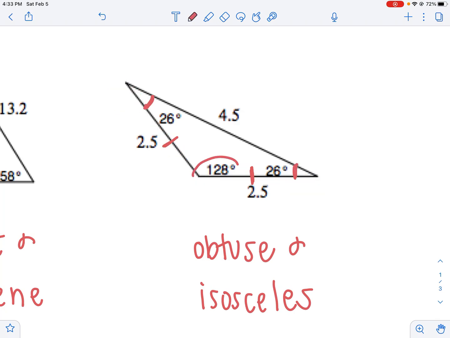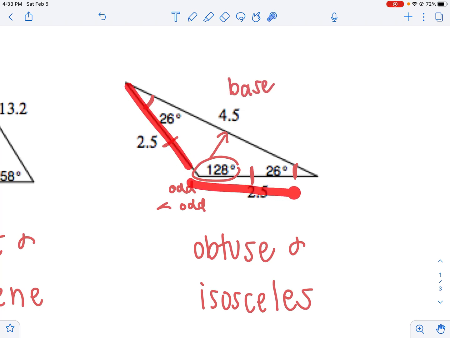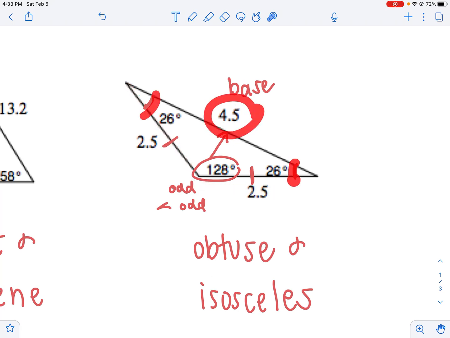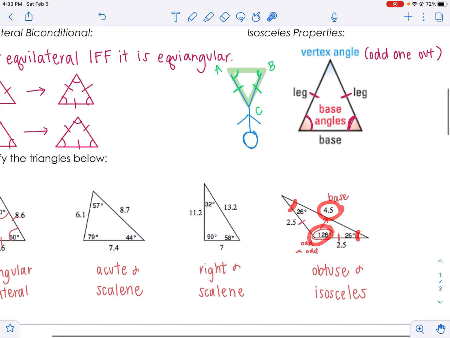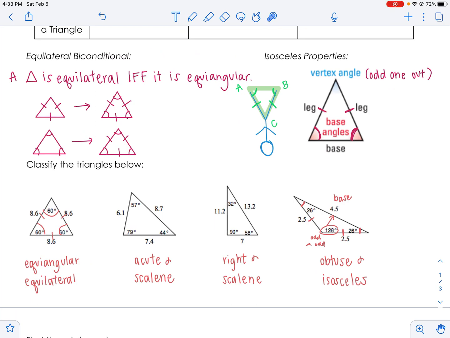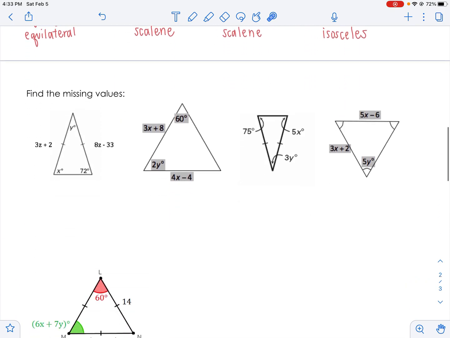Also notice that our obtuse angle is our odd angle out, also known as the vertex. And what's across from it? 4.5, which is our base. So 2.5 and 2.5 are our legs, 4.5 is our base, 26 and 26 are our base angles, and 128 is our vertex angle. We can kind of see it in the picture with numbers, and we're going to do some more examples in a little bit where we find missing values.